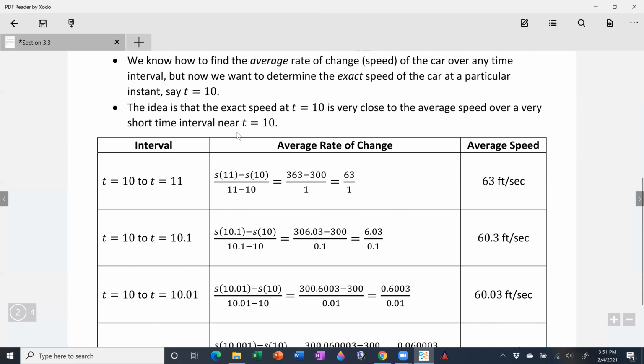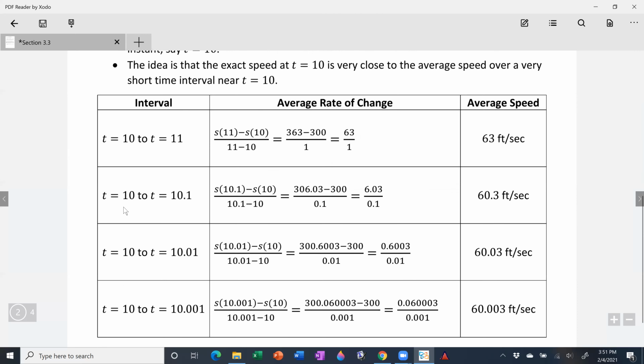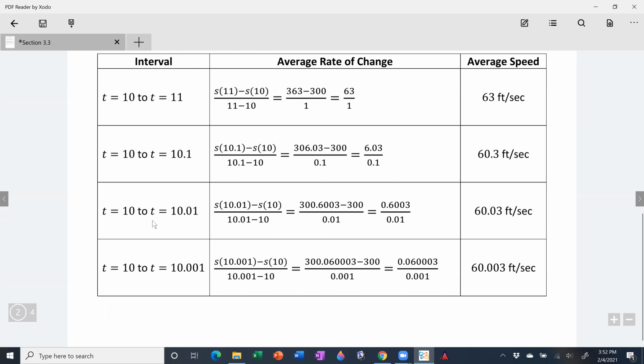But we want to get it as close to 10 as possible. So let's go 10 to 10.1, just a tenth of a second. Working out the average rate of change formula, it comes out to 60.3. Let's get even better. How about 10 to 10.01? Working out the whole formula, being really careful, we get 60.03 feet per second. And even closer, 10 to 10.001, we get even closer.